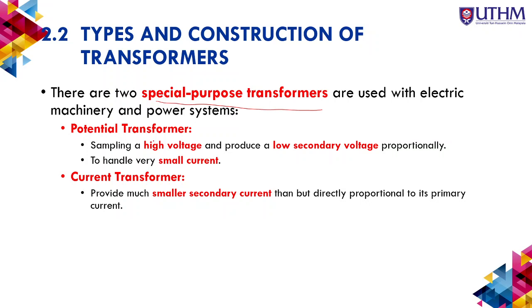The potential transformer is sampling a high voltage and produces a low secondary voltage, and it can also handle a small current. The current transformer actually reduces the current to a smaller secondary current.